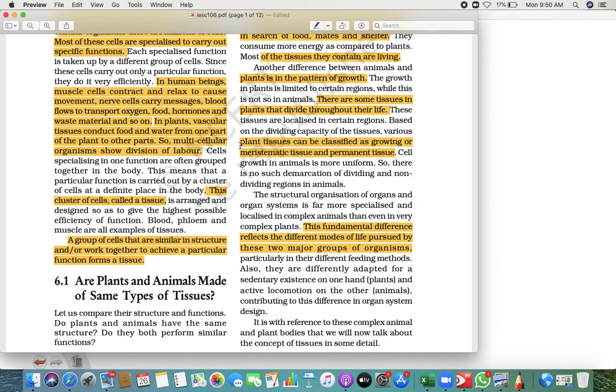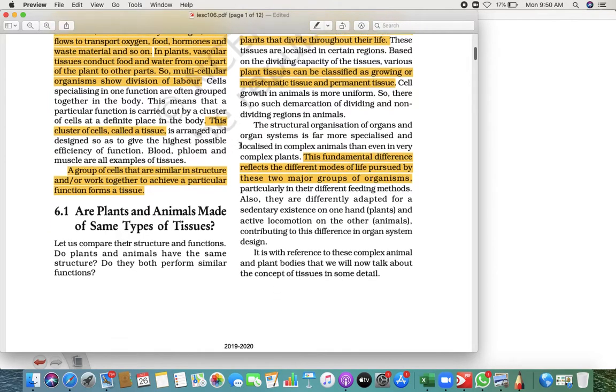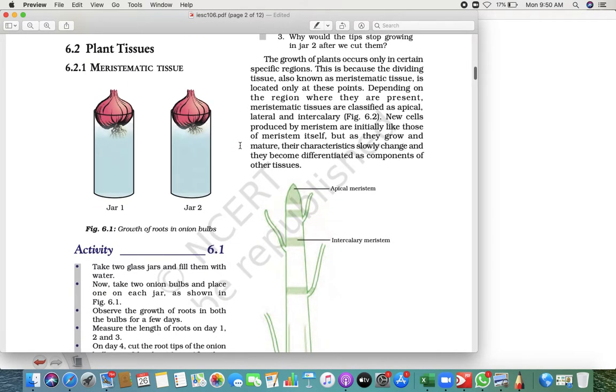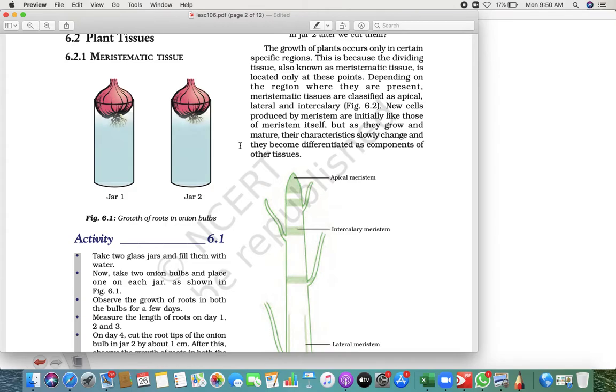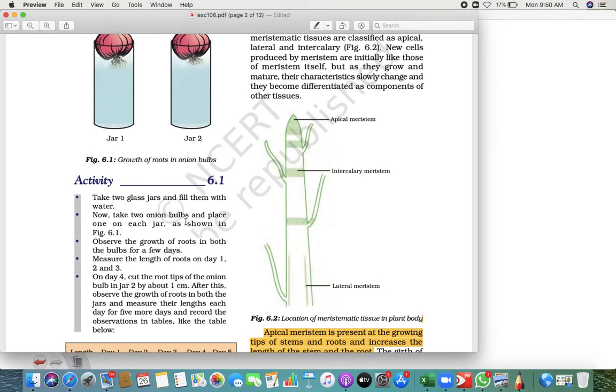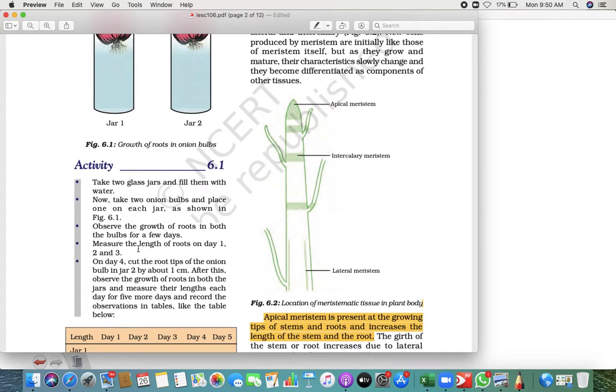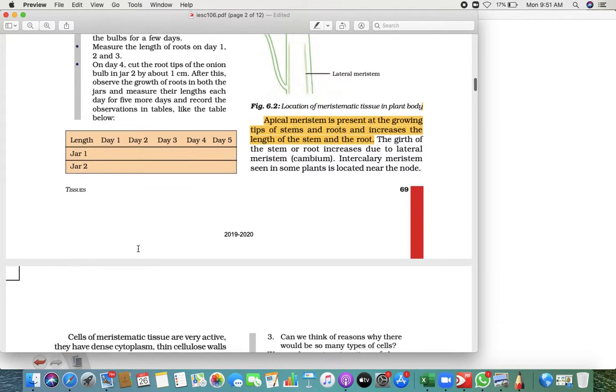So what did I say? Plant tissue is classified into two, meristematic tissue and permanent tissue, right? So first we are going to see the meristematic tissue. Basically they have done an experiment. In this example they have taken two onion bulbs and placed them in a jar as shown in the figure. Observe the roots. You have seen the roots getting longer and longer day by day, right? You can measure the length of the roots on day 1, day 2, day 3, likewise.